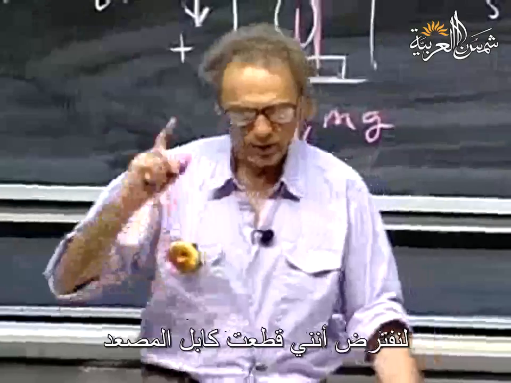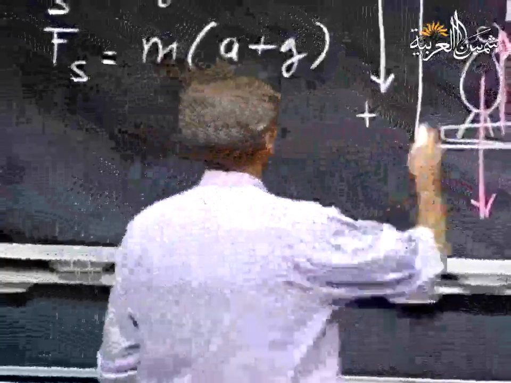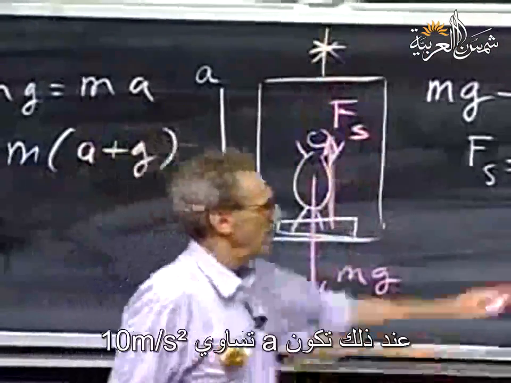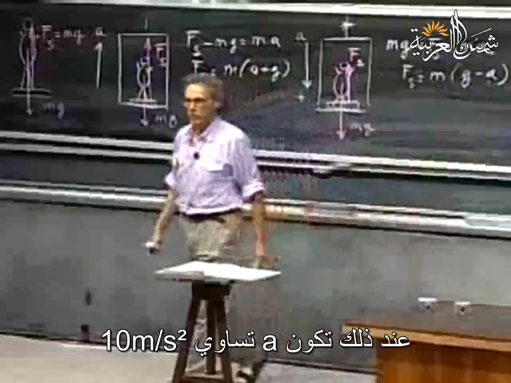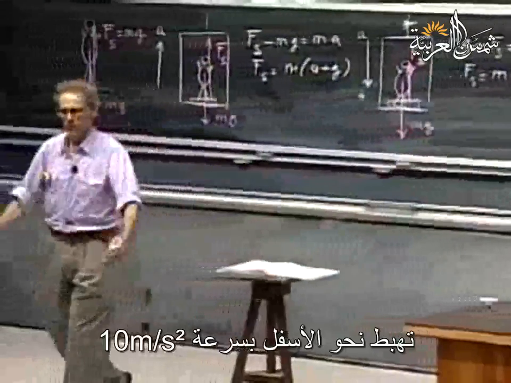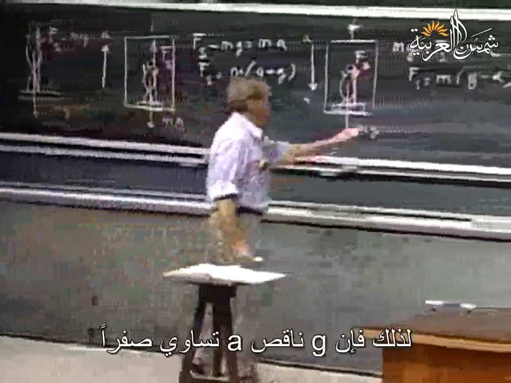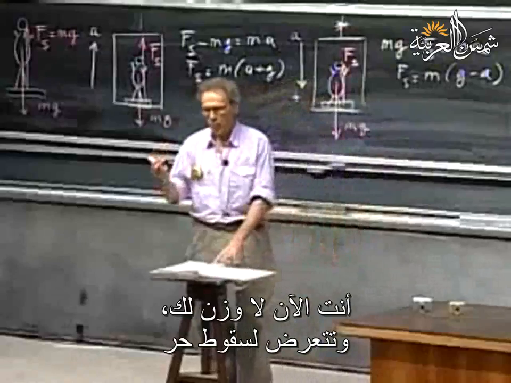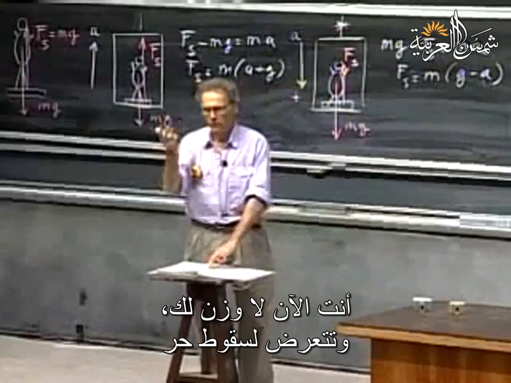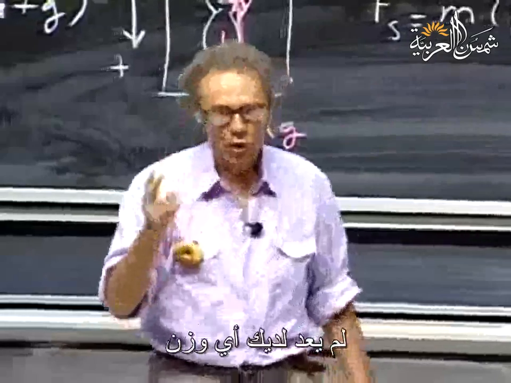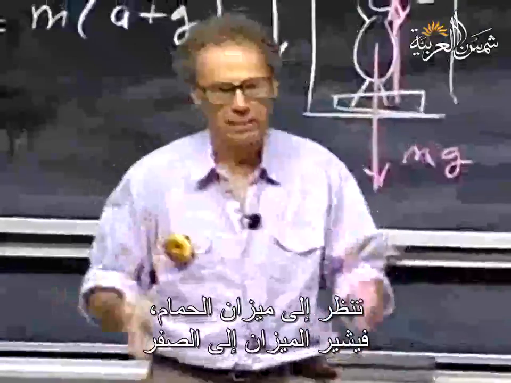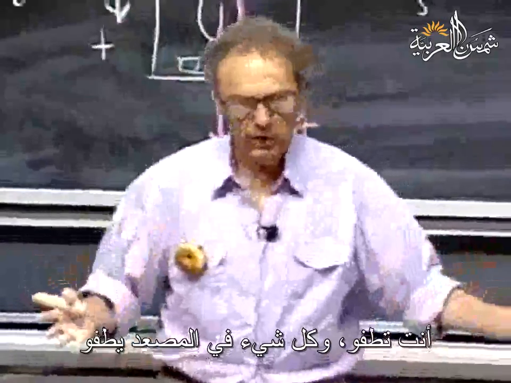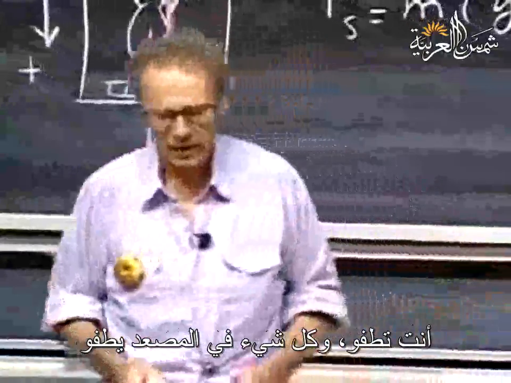Suppose now I cut the cable. I cut it. Then this A is 10 meters per second squared, if we round it off. You go down with 10 meters per second squared. So g minus a is 0. You are now weightless. You're free falling. You have no longer any weight. You look at the bathroom scale, and the bathroom scale will indicate a 0. You're floating. Everything in the elevator is floating.